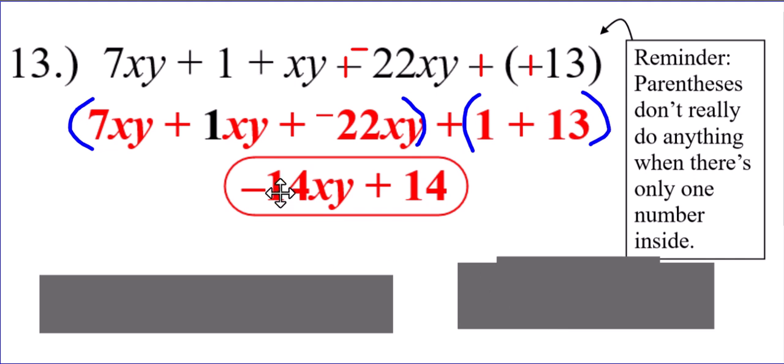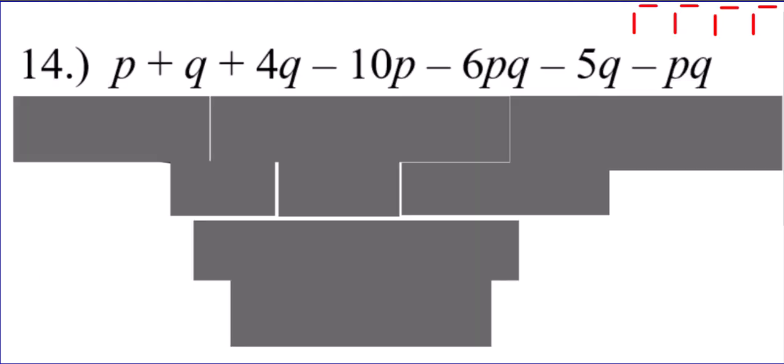I know you see a negative 14 and a positive 14, and you're probably thinking, ooh, can I make it 0? Nope, nope, nope, you can't. The negative 14 has an xy. The positive 14 does not. So they are not like terms. Do not add them together.